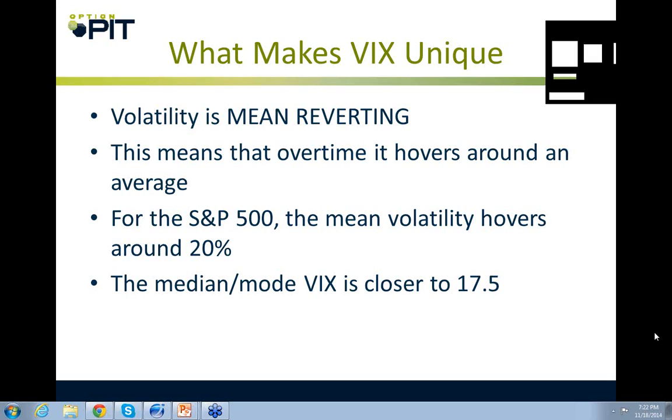Ask me that later. I will address that. All right. So I look at median and mode, kind of where the most occurrences take place, and that's around 17.5. So that's going to be your real average. The VIX has a limitless high. Theoretically, it could go to 1,000.